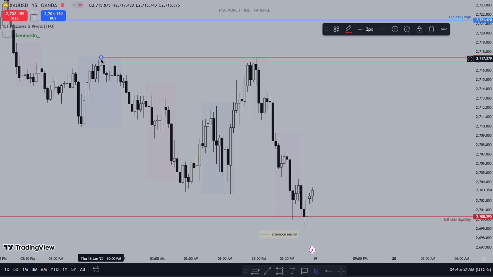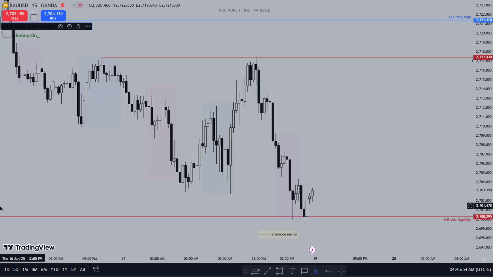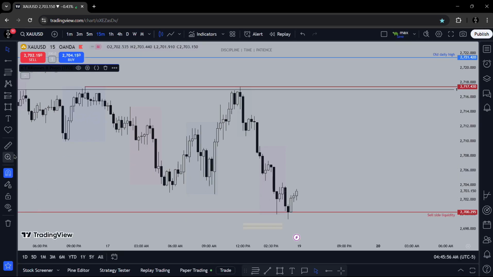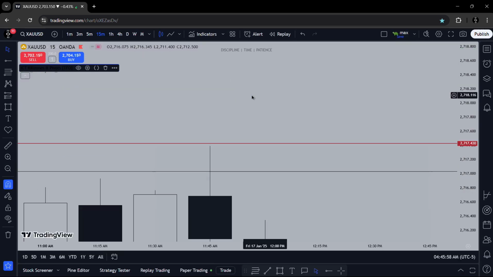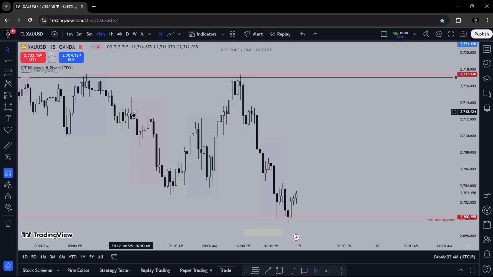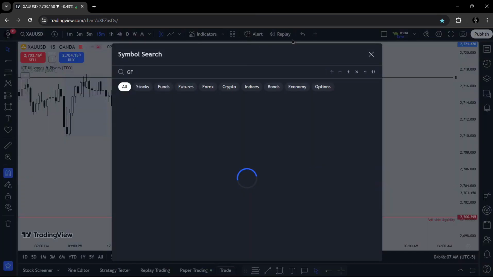Let me see real quick if we took out that high. Yeah, we didn't take out the high, but that's not significant for me. We trade up.